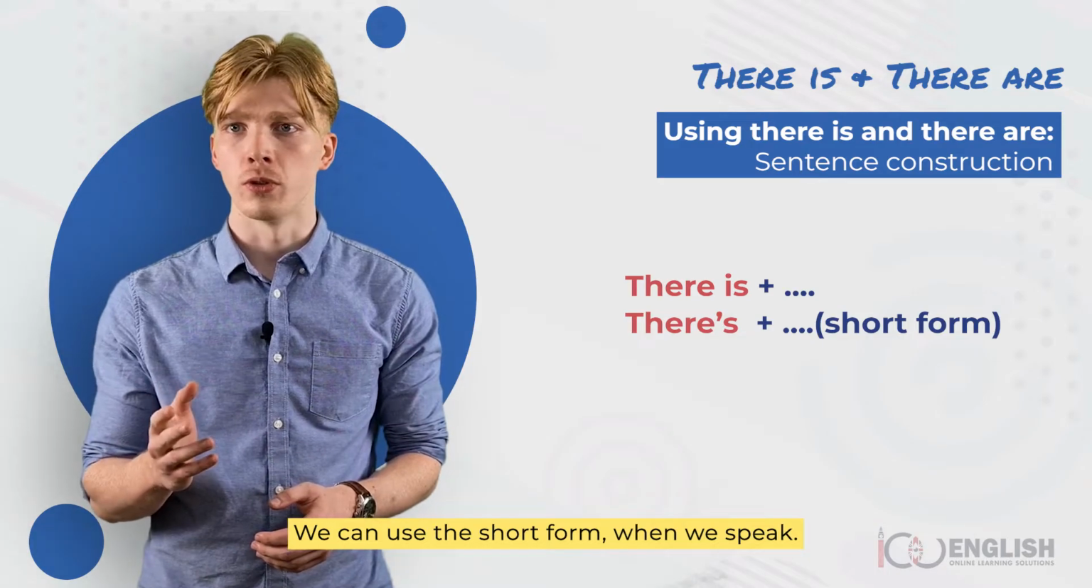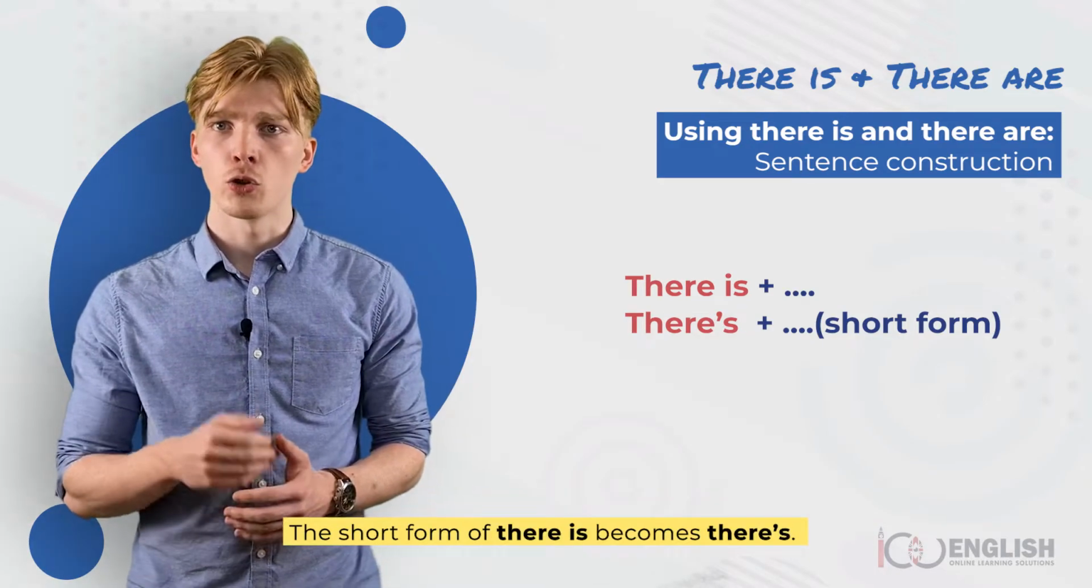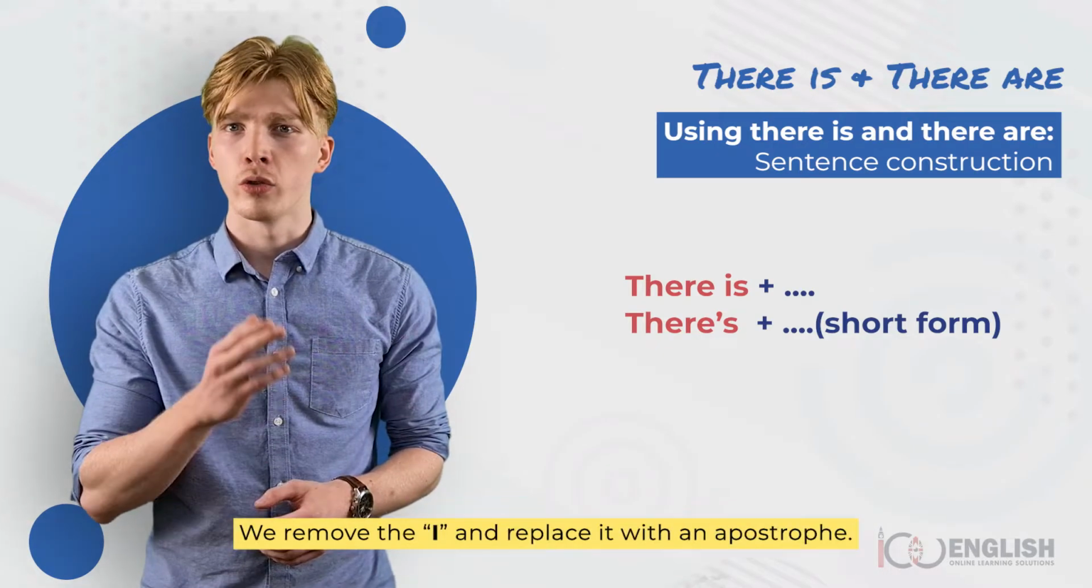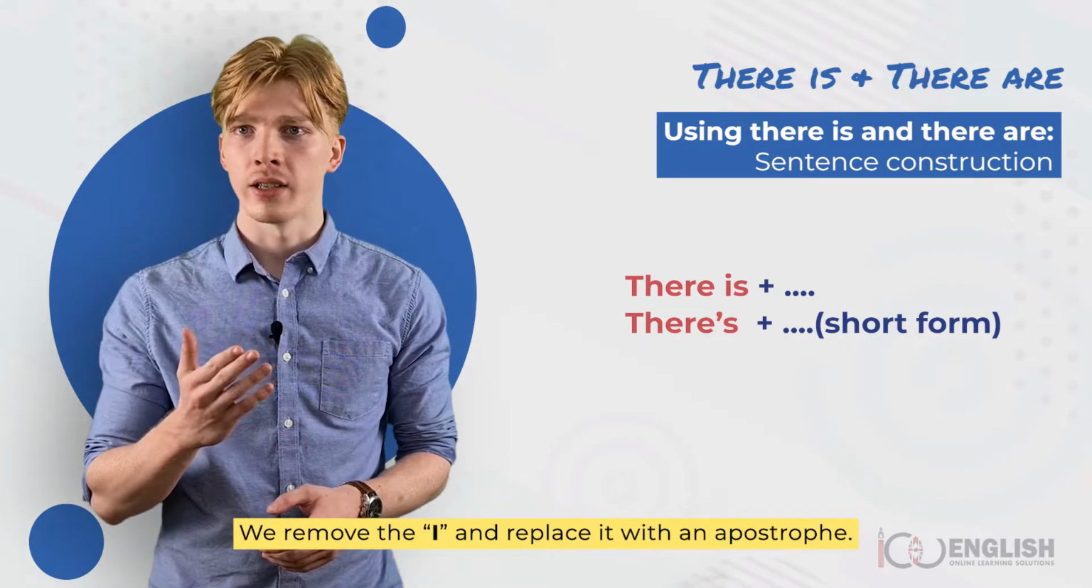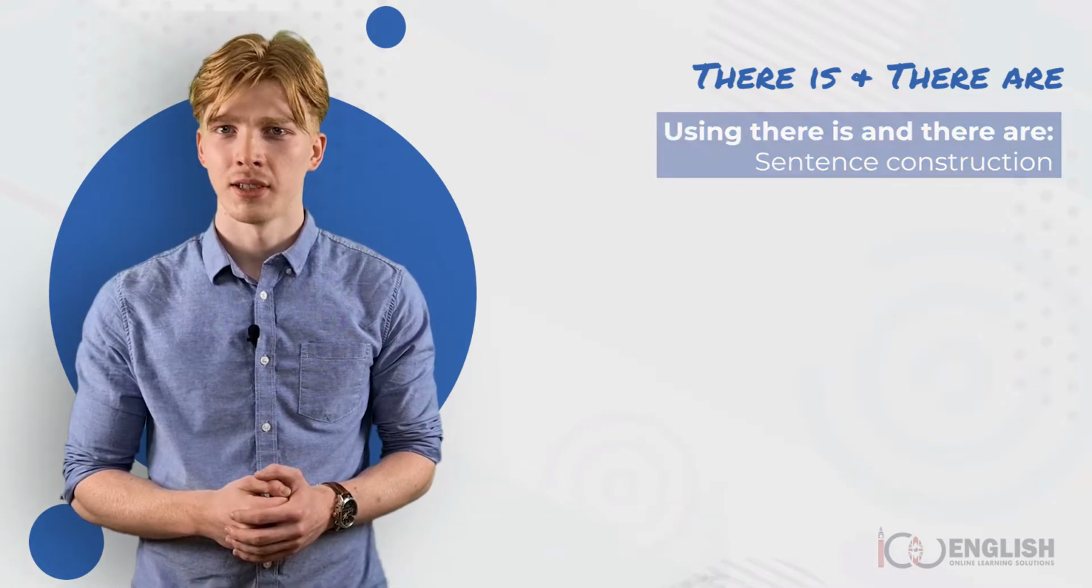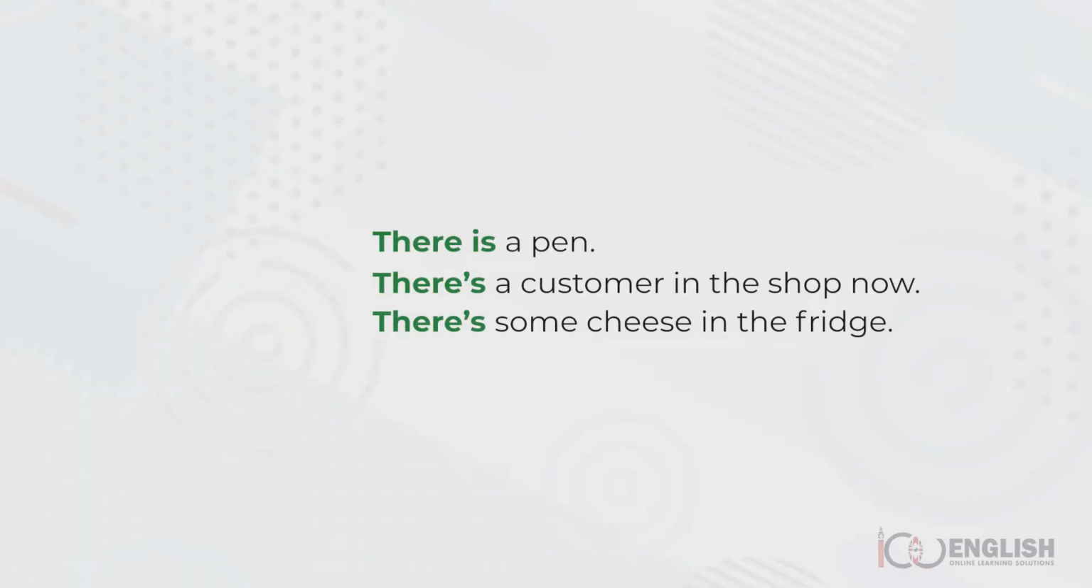We can use the short form when we speak. The short form of there is becomes there's. We remove the i and replace it with an apostrophe. Let's look at some examples. There is a pen. There's a customer in the shop now. There's some cheese in the fridge.